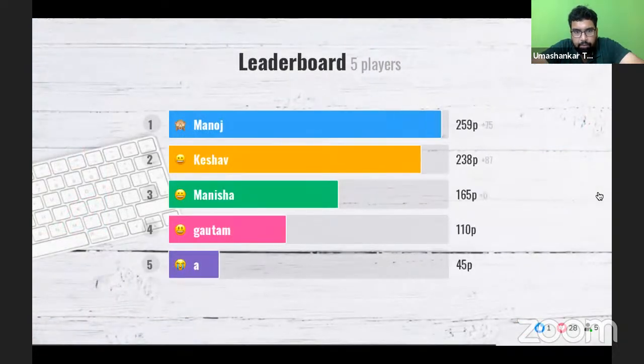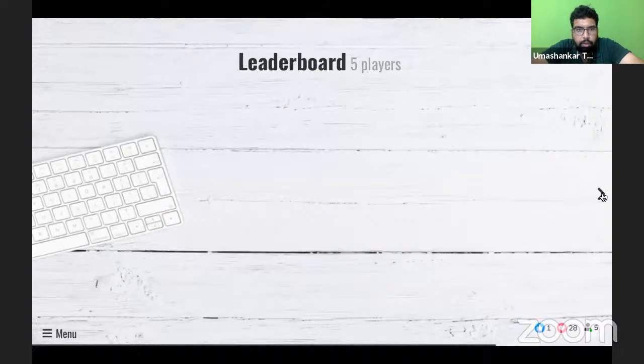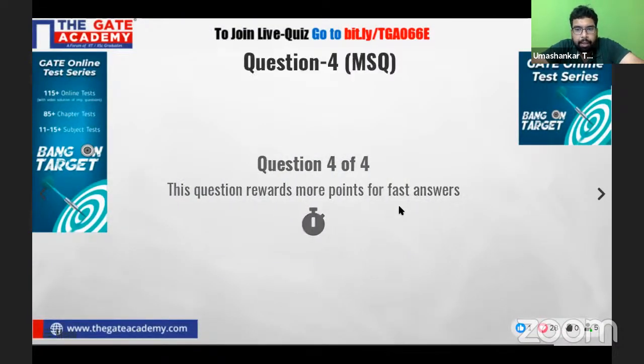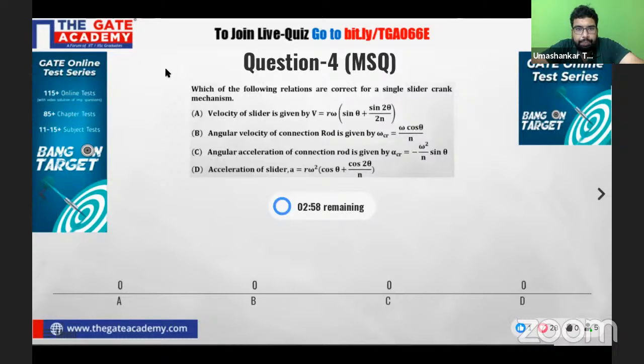So Manoj has given the right answer. Keshav has given the right answer. Very nice, beta. Manisha, you were not able to give the right answer to this question. Gautam, you have given the right answer to this question. And A, you have also given the right answer. So this is the last question for this session. And we'll be seeing the solutions of these after completion of this question.